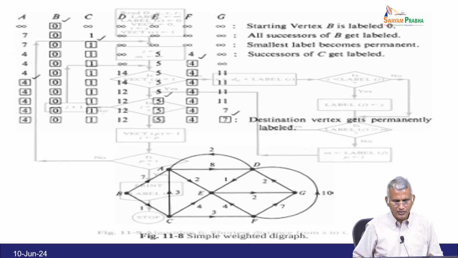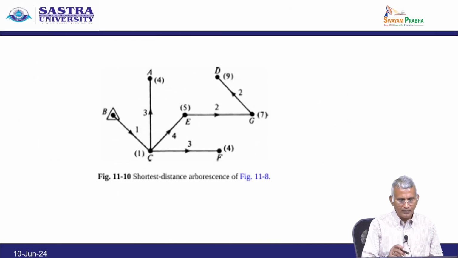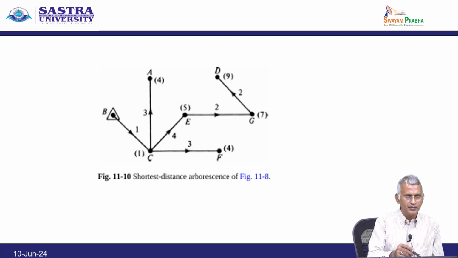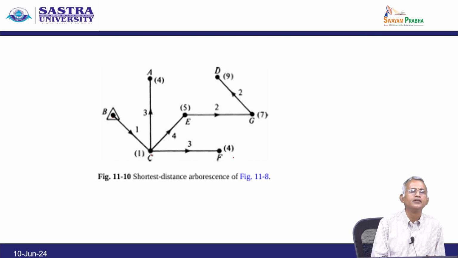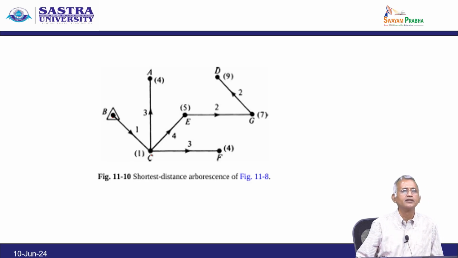Please remember this picture, and then the arborescence of this graph is B started and go to C, and then A, and then C to E, E to G, G to D, and then C to F. So this is the shortest distance from one vertex to another. This is the maximum possibilities we can do. So if you say D is a destination, then B to C, C to E, E to G, G to D only can do that.